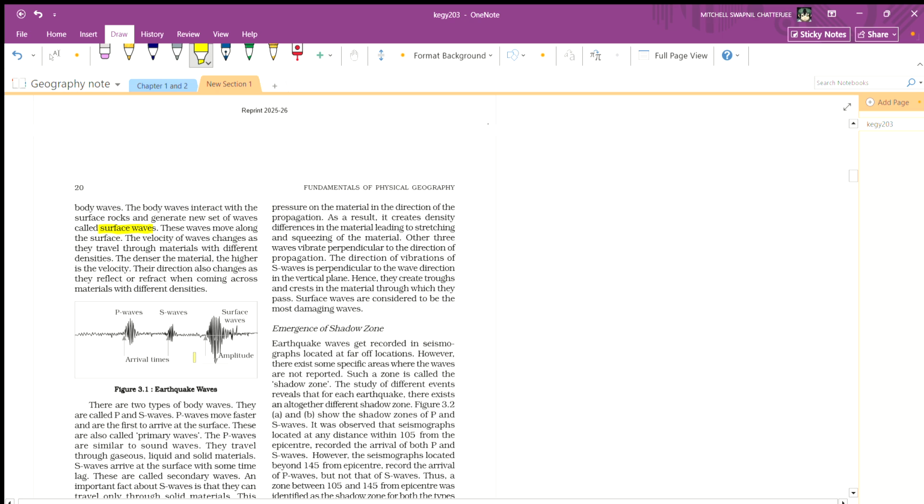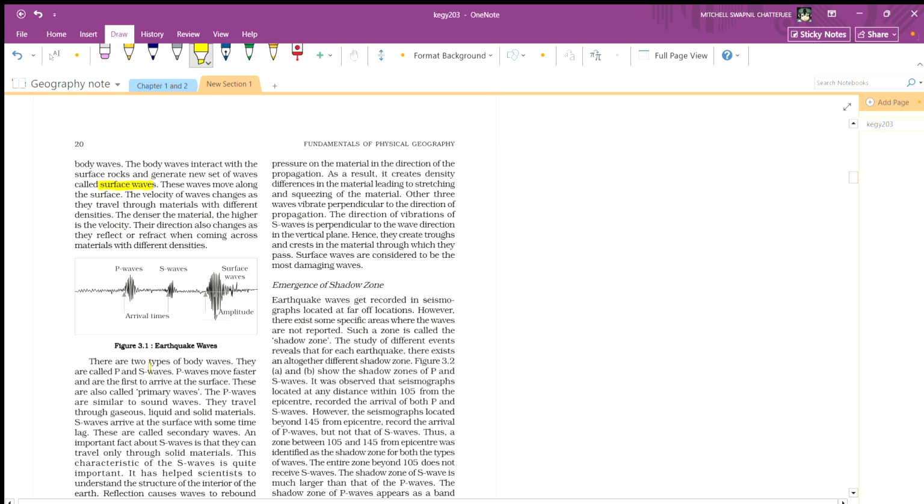There are two types of body waves. They are called P waves. P waves move fast and are the first ones to arrive at the surface. These are called primary waves. The other type is the secondary wave.